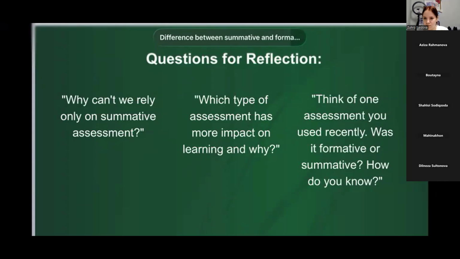Formative. Jumagul wrote in the chat that formative assessment's impact is more because it brings you to the final one, which supports you to be ready for the last one. Yes, Jumagul, you're right. That's correct. This kind of reflection is formative assessment.